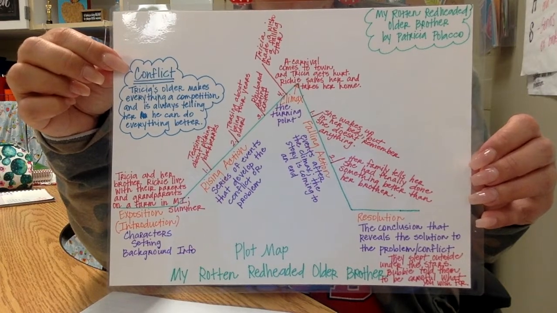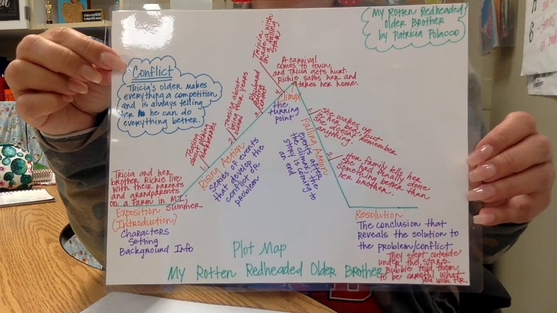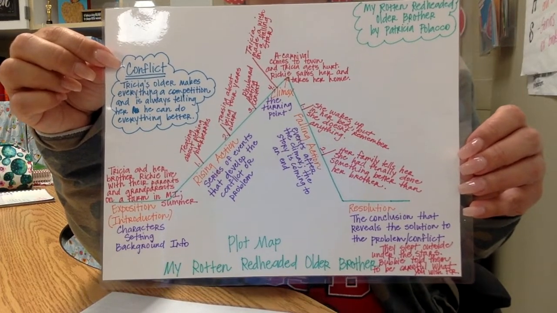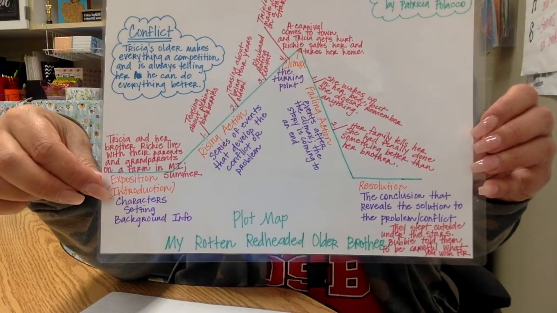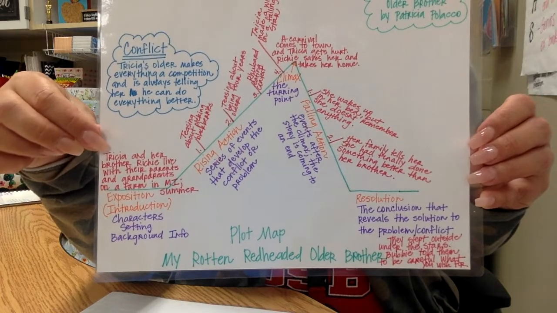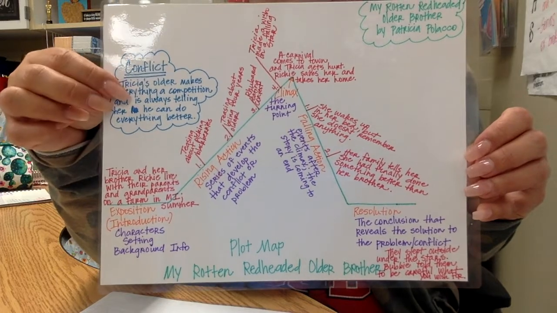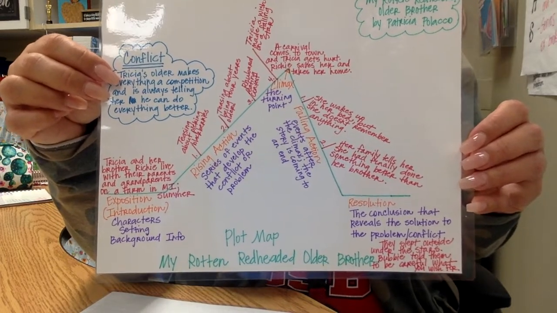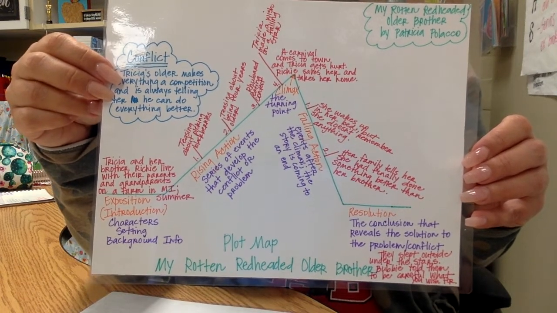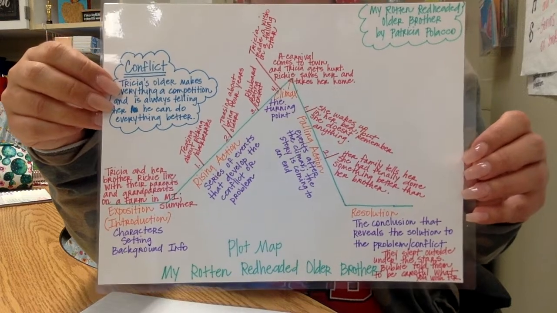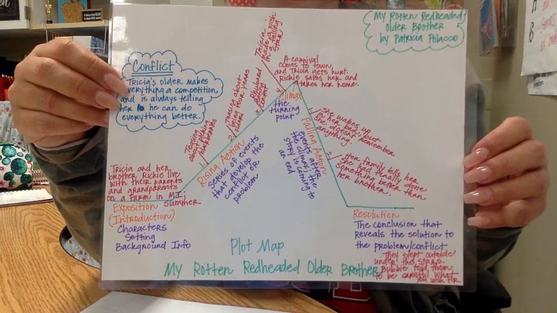Trisha's older brother makes everything a competition and is always telling her he can do everything better. Okay. Introduction: characters, setting, background information. The rising action: series of events that develop the conflict or the problem. And then we talked about here's our conflict. The climax is the turning point. Falling action: events after the climax, the story is coming to an end. And the resolution is the conclusion that reveals the solution to the problem or the conflict.